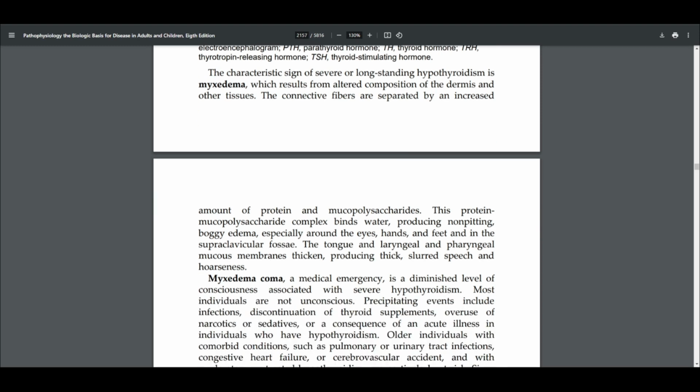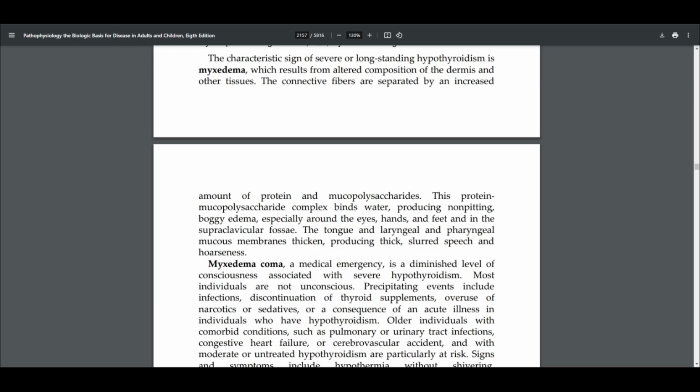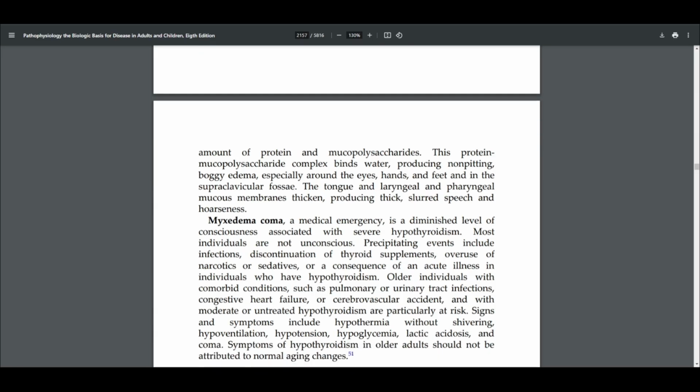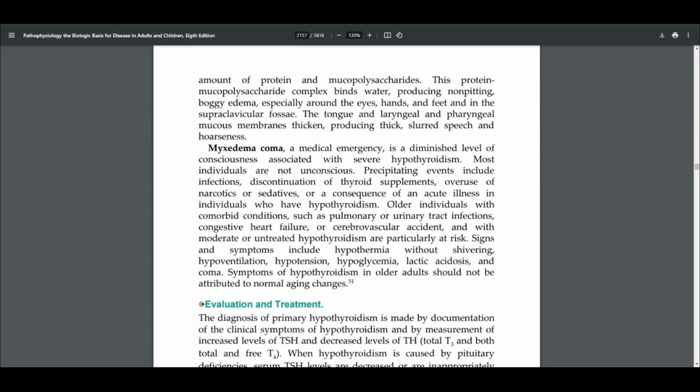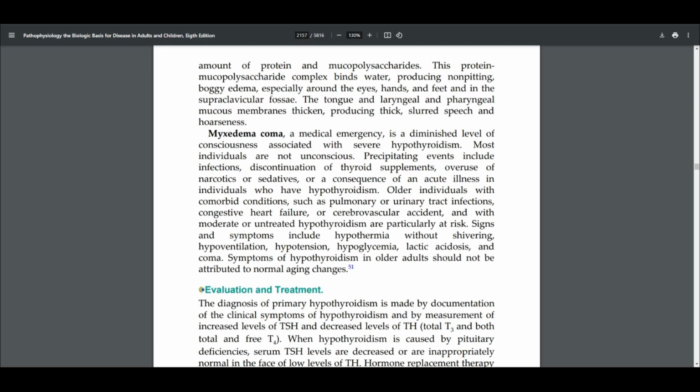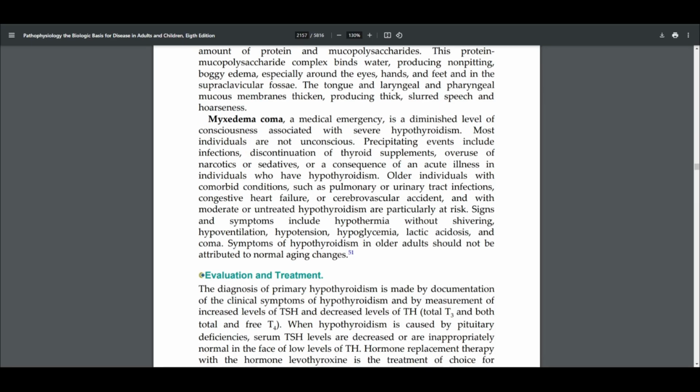The characteristic sign of severe or long-standing hypothyroidism is myxedema, which results from altered composition of the dermis and other tissues. The connective fibers are separated by an increased amount of protein and mucopolysaccharides. This protein mucopolysaccharide complex binds water, producing non-pitting boggy edema, especially around the eyes, hands, and feet, and in the supraclavicular fossa. The tongue and laryngeal and pharyngeal mucous membranes thicken, producing thick, slurred speech and hoarseness.